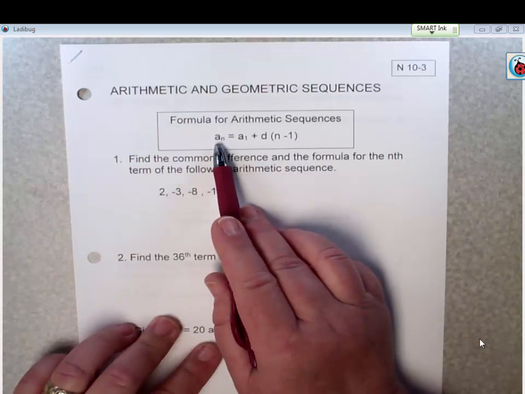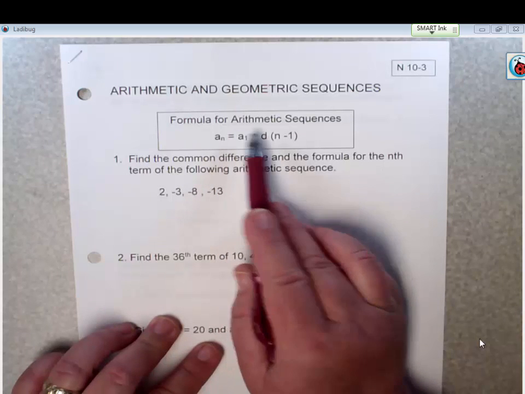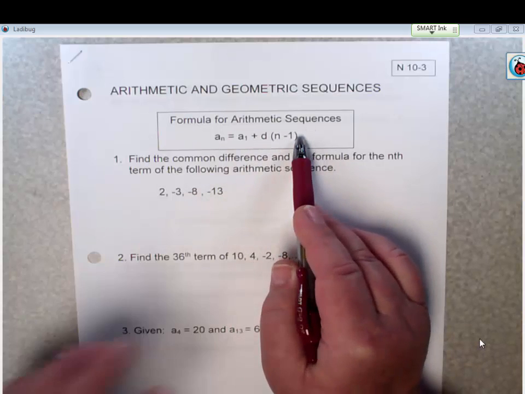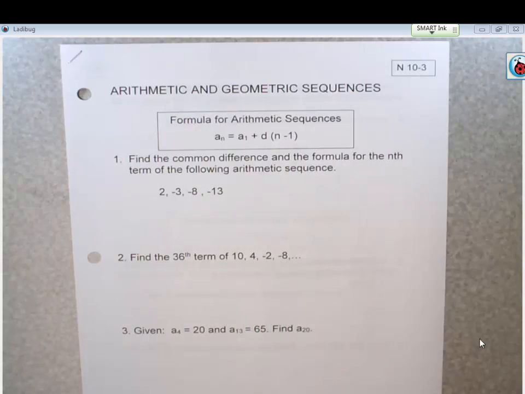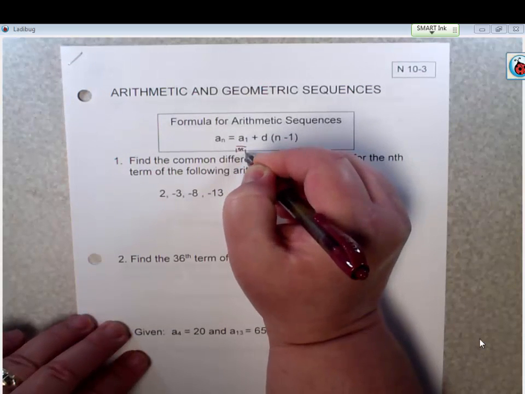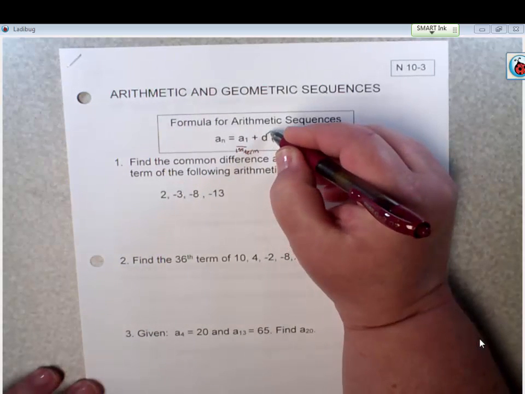Whatever term you're looking for, you can find it by taking the first number, adding the difference, which is being multiplied by whatever number in the sequence you are, minus 1. So just a reminder, this is our first term in the sequence, and this is our difference.